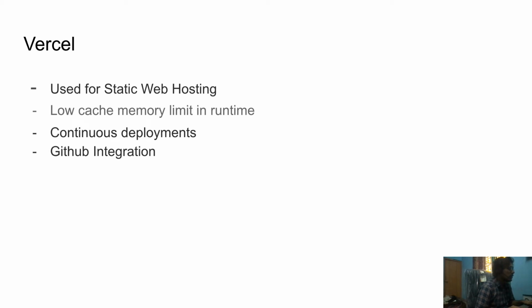The last is Vercel. Vercel is also a static website web hosting service. It has the same issue as Glitch, which is the low cache memory limit in runtime. It also has something around 50 MB, whereas Streamlit applications generally require around 80 MB. It allows continuous deployments and GitHub integrations.